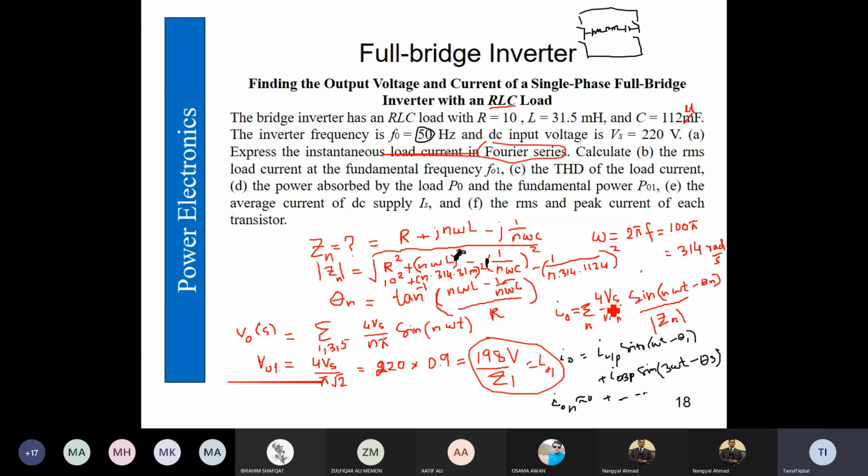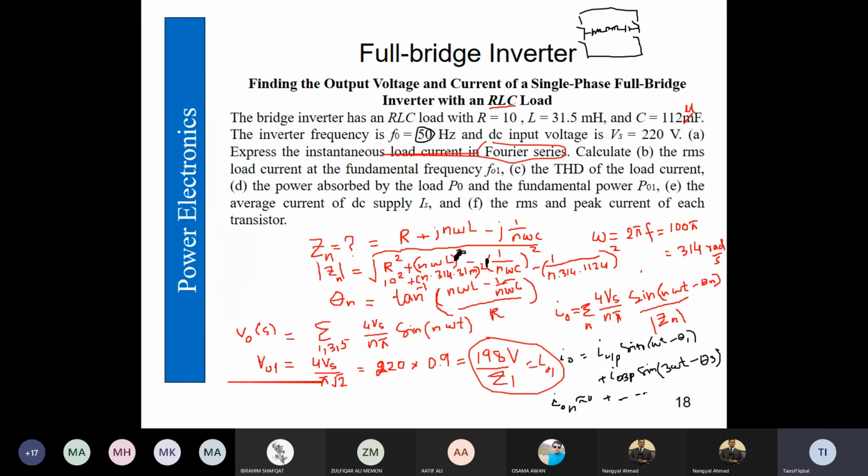We can find out how IO1 is, because we need to express instantaneous load current in the form of Fourier series. So therefore we will be writing IO1 sine of 314t minus theta 1, then plus IO3 sine of 3 multiplied by 314t minus theta 3, and so on. In this way we can write the total current in Fourier form.